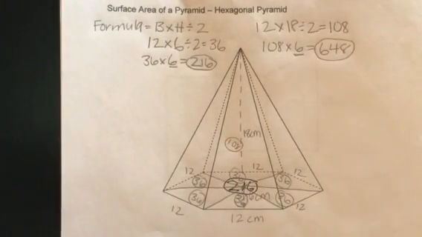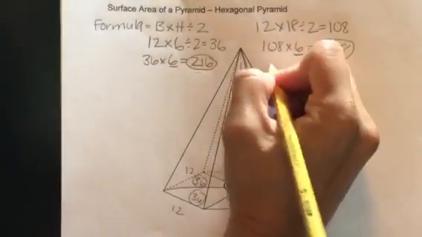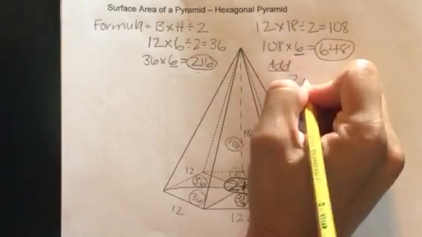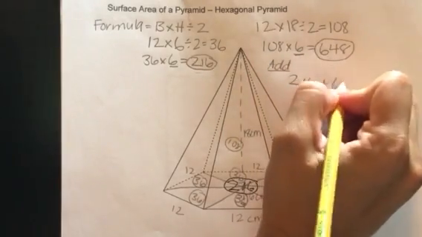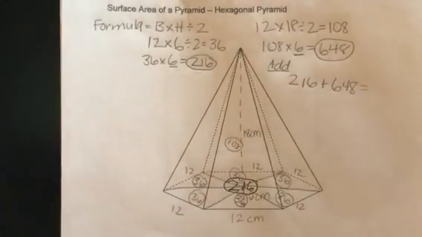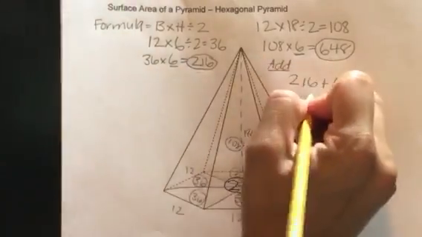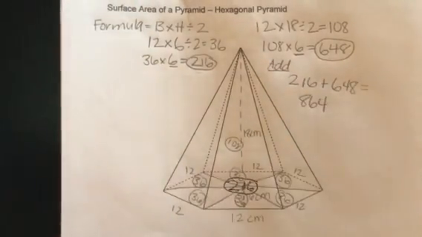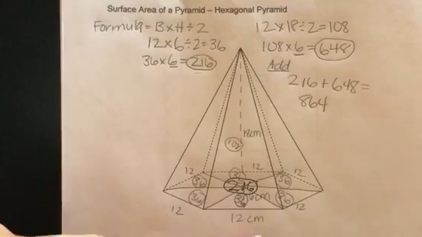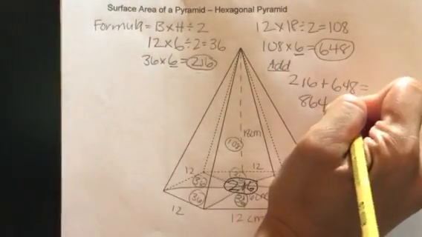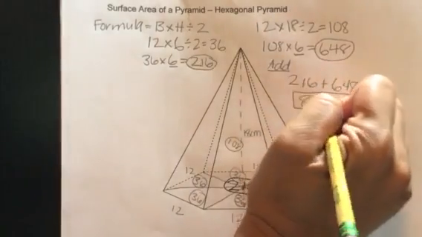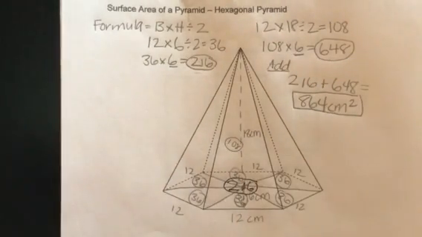So now I need to find the total surface area. In order to do that, the last step is I'm going to add 216 plus 648. When I add those together, you get 864. And we need a label. I can see that it's being measured in centimeters. Area is always squared. So the final answer is 864 square centimeters.